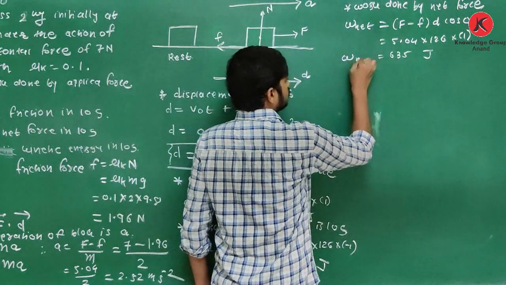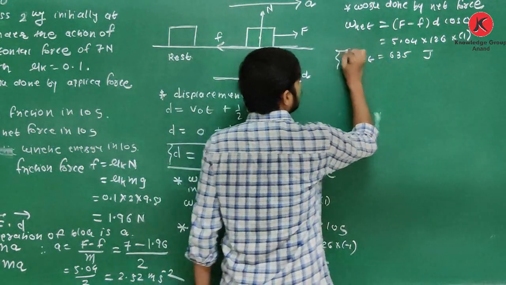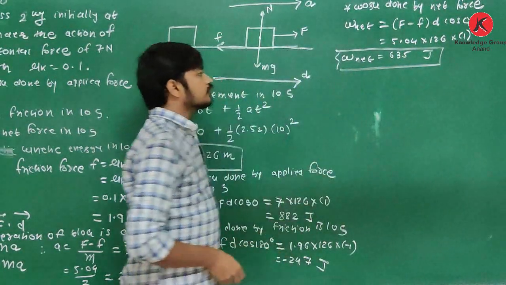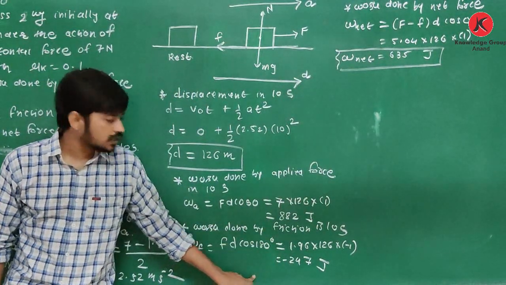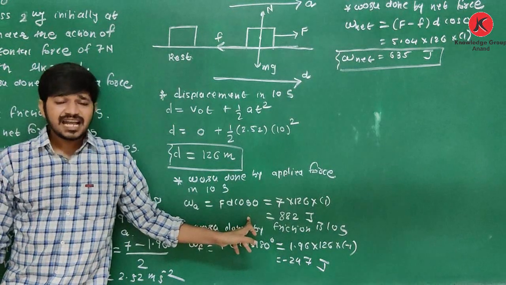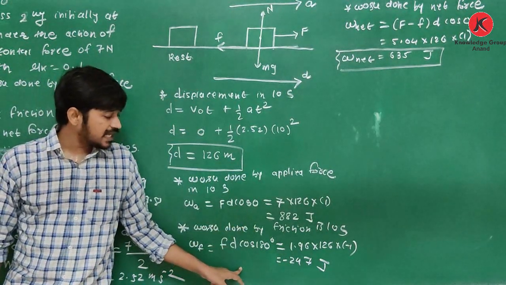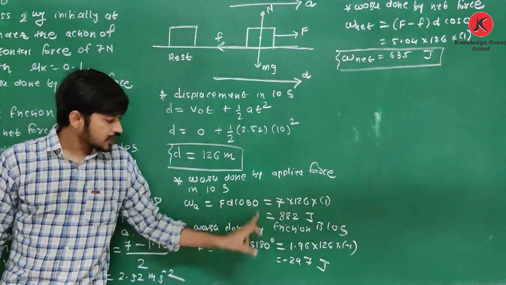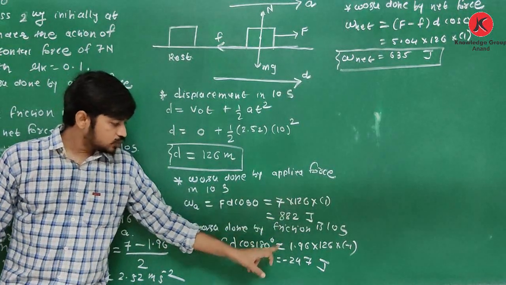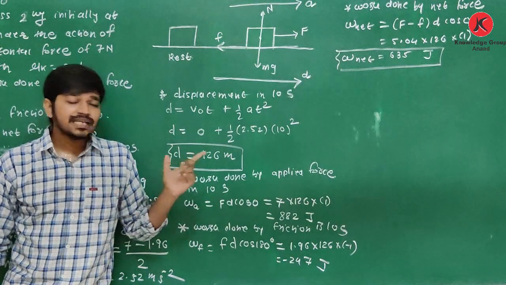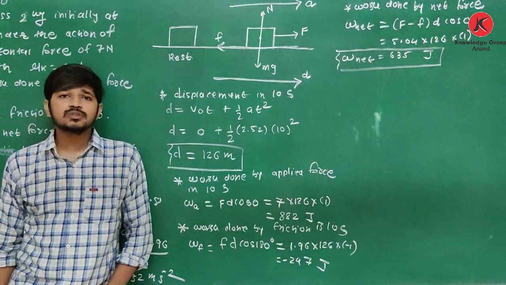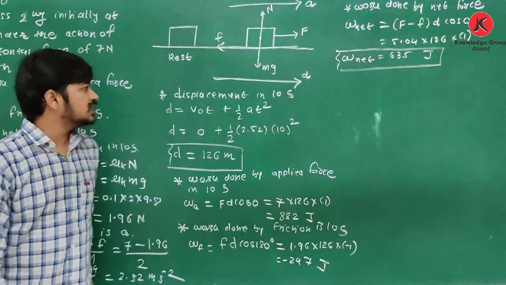So what is W net? It is 635 Joule. Or you can also find W net by adding these two works. This work is in the direction of displacement, and this is in the opposite direction of displacement. So 882 Joule minus 247 Joule, you will get 635. Clear about this? Okay. So questions number 1, 2, 3 are over.